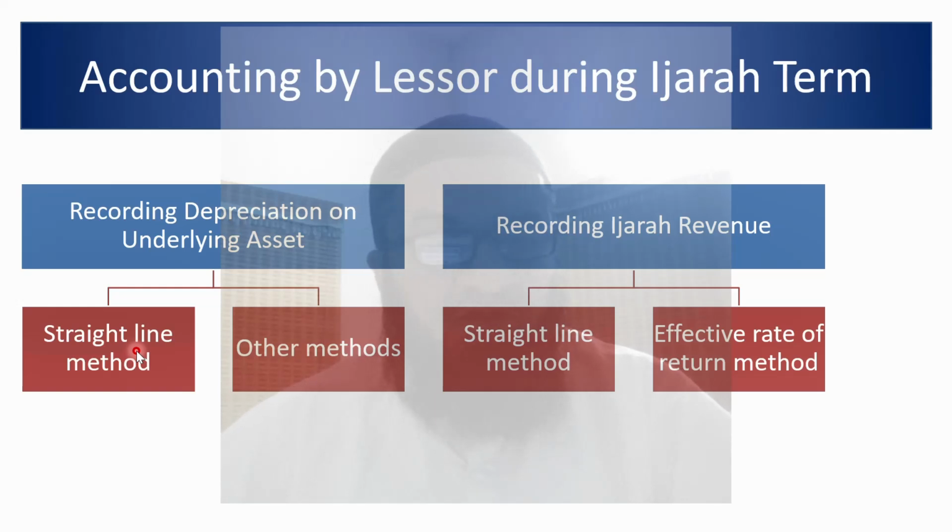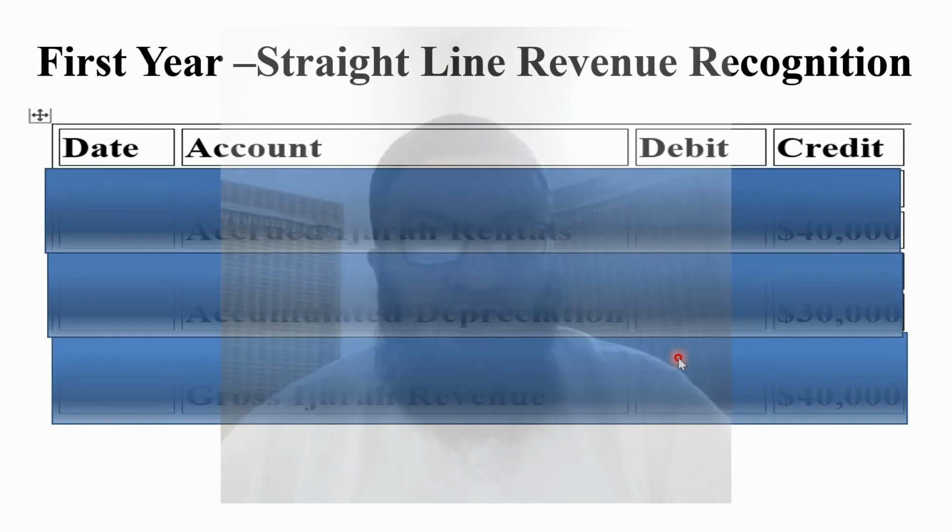I think all of us are aware that there are other methods like the diminishing balance method, the sum of the years' digits method, and the usage method. So we are not going to go beyond the straight line method in this, but over here we should see both scenarios. The first scenario we see over here is straight line revenue recognition.